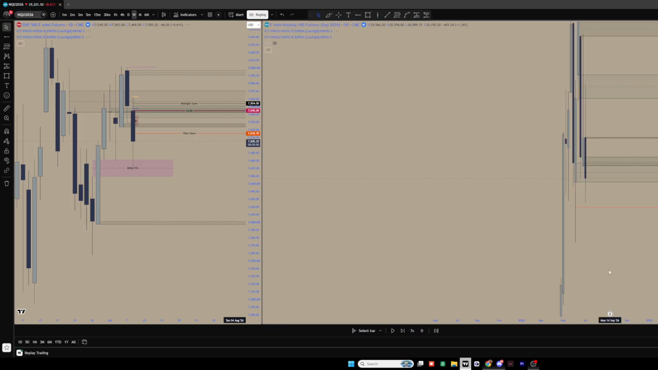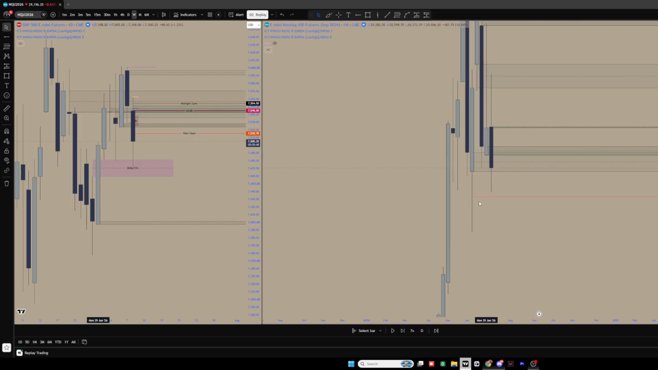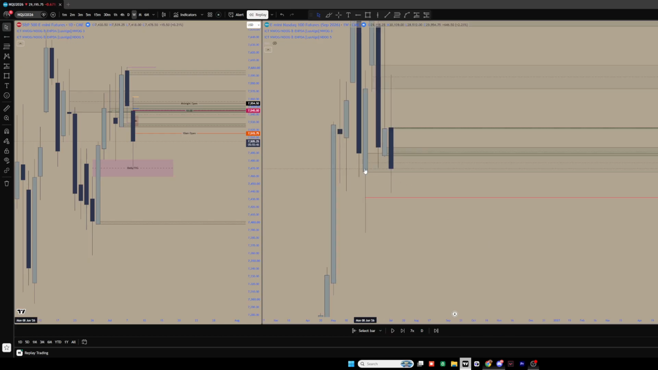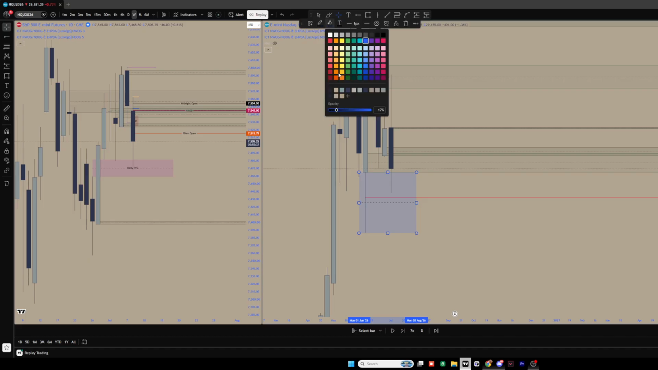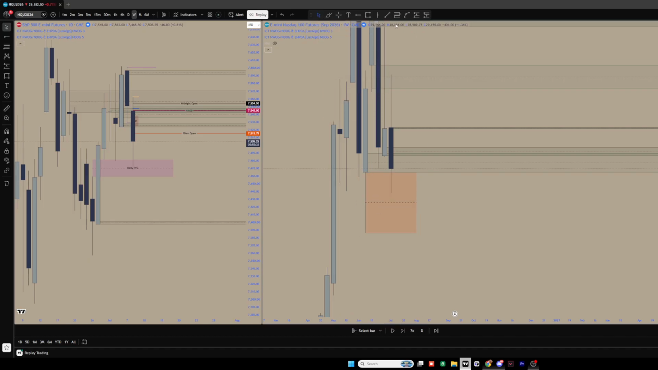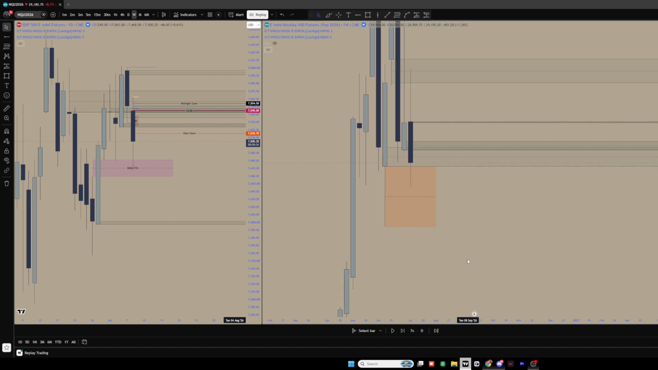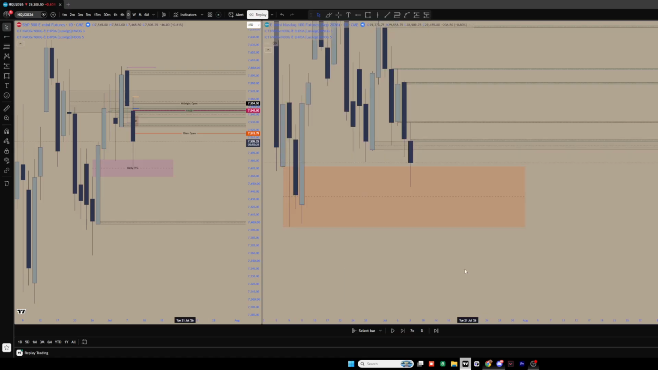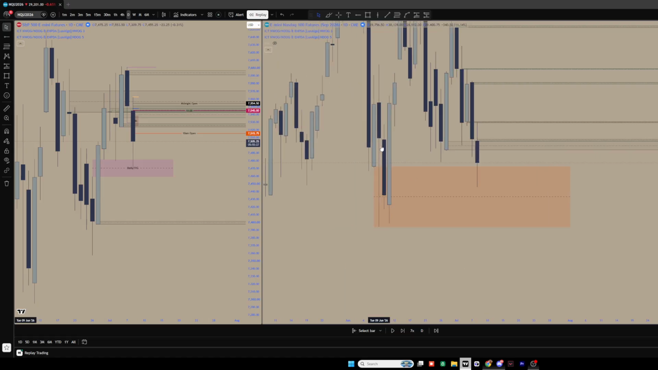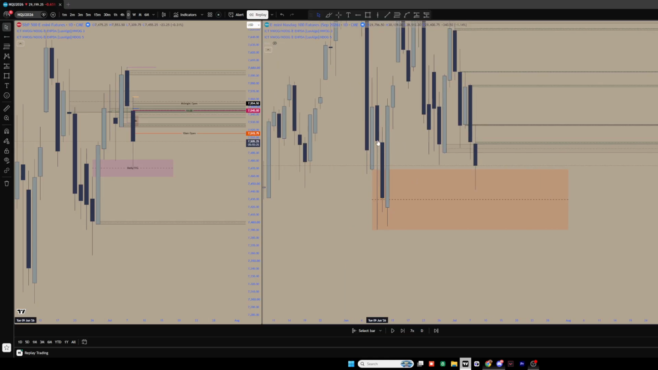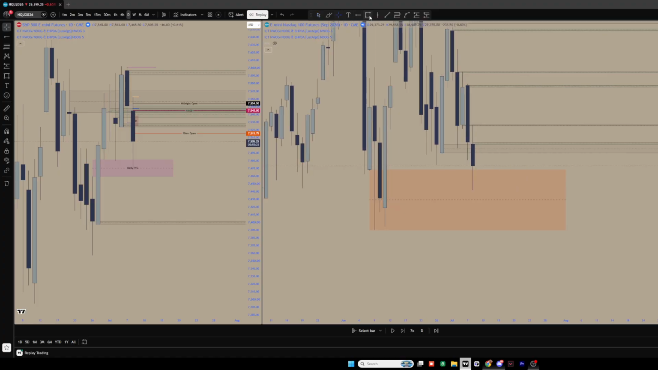So I went to the weekly time frame, and I remembered we had this weekly rejection block here that I wanted to see get tapped into. So I marked out this weekly rejection block, and we also had a daily rejection block right here. Now I marked this as the daily rejection block. It's not the best rejection block, but I went ahead and marked this.